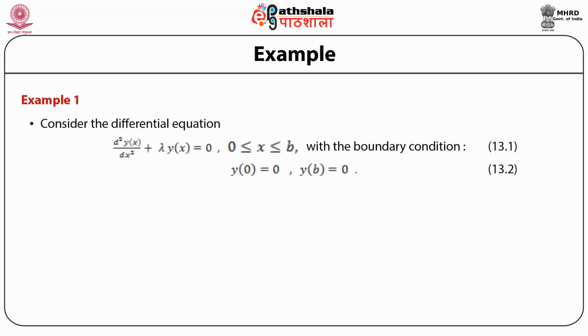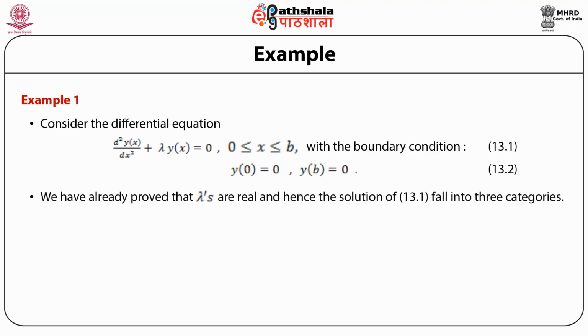We consider a simple second order differential equation, d²y(x)/dx² + λy(x) = 0, where x lies in the domain from 0 to b, and the boundary conditions are simple, of the Dirichlet type: the value of the function at the boundaries is equal to 0, that is, y at a is equal to 0 and y evaluated at b is equal to 0. We have already proved earlier that the lambdas are real, and hence the solution of this equation falls into three categories. That is, lambda can be positive, negative, or 0.